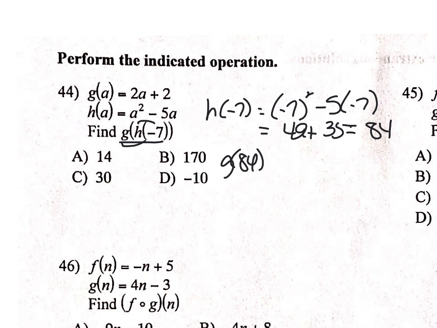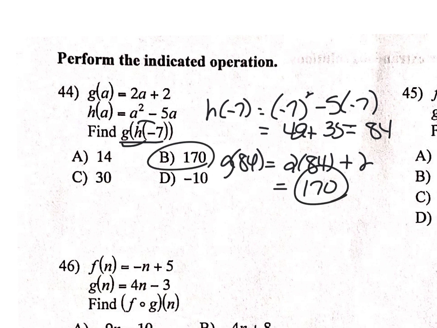So I got g of 84. I got 2 times 84 plus 2. 2 times 84 is 168 plus 2, which is 170. That's your final answer. So it is B.